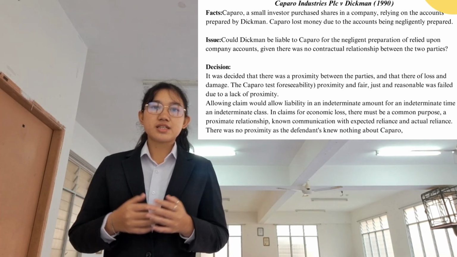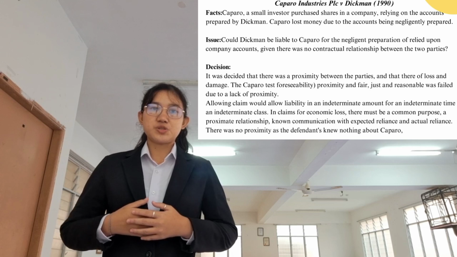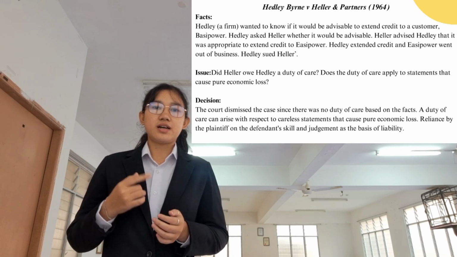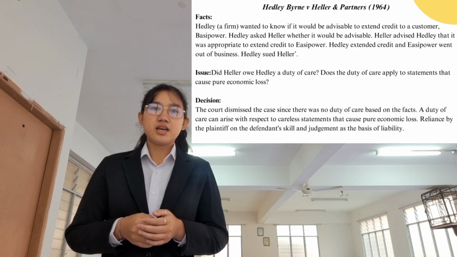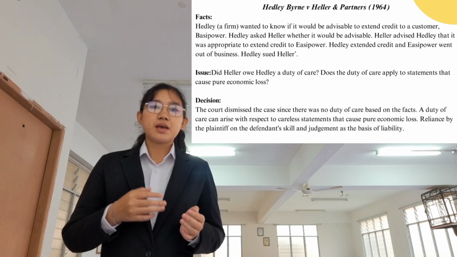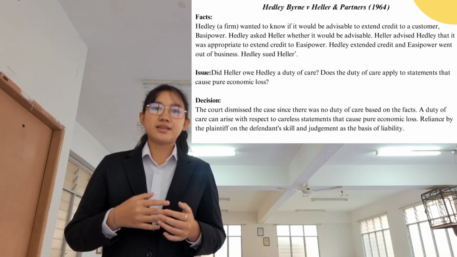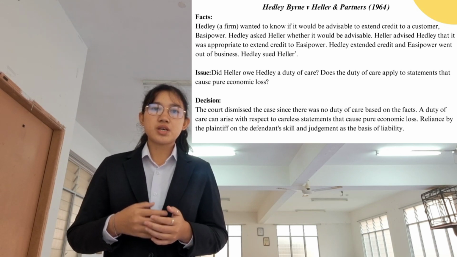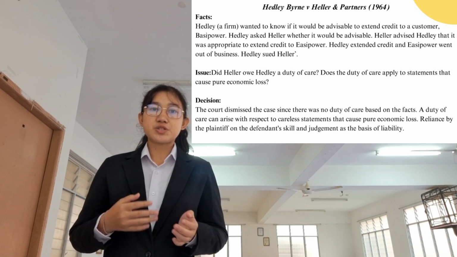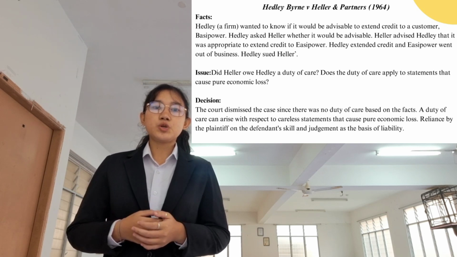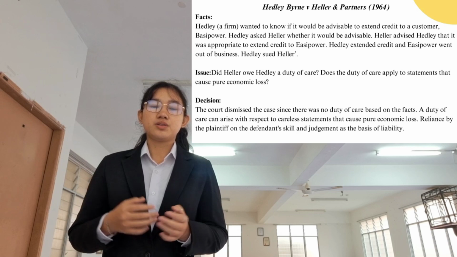Other than that, this can also be supported by the judgment in Hedley Byrne against Heller and Partners. The case established that it may be possible to make a claim in negligence for pure economic loss where there is a special relationship assuming responsibility between two parties, despite them not being in a contract.